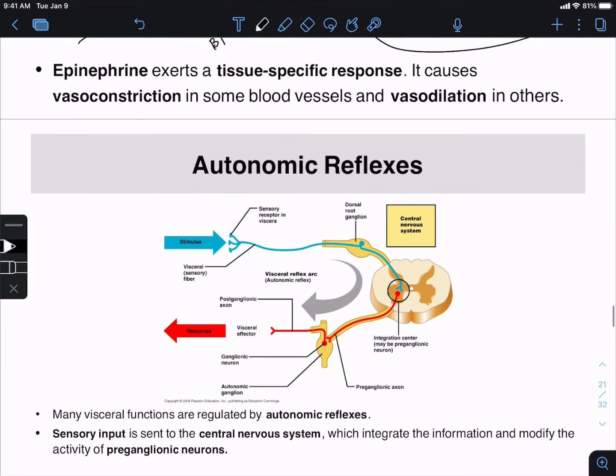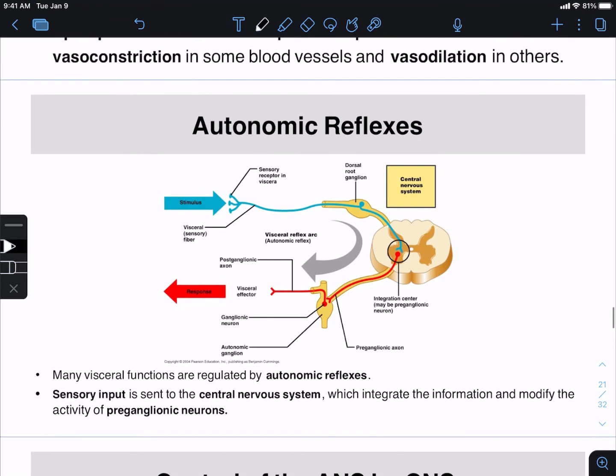Autonomic reflexes, we've already talked briefly about this in the sensory nervous system, so I'm not going to spend much time on it except to make sure you understand that even though in the sensory nervous system and the reflexes we talked about, we used the example of skeletal muscle reflexes, we get the same thing here. So if we have a reflex, the adrenal reflex is a great example. We see something scary, or we hear something scary.